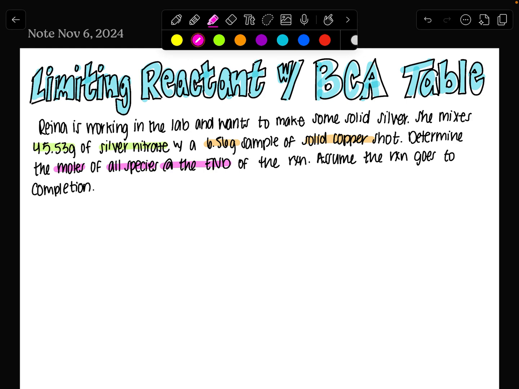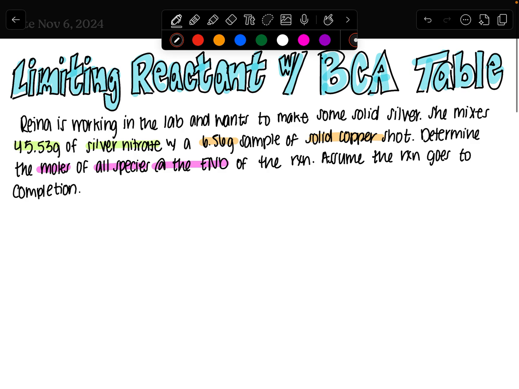So first things first, you have to start out with a balanced chemical reaction equation. We have to figure out what Serena is going to make. It tells us that she's starting out with silver nitrate. Silver has a +1 charge, nitrate has a -1 charge, so when we crisscross or balance our charges out, we end up with the formula AgNO3. She's mixing this with 6.56 grams of solid copper shot. Copper just has the formula Cu, elemental copper.